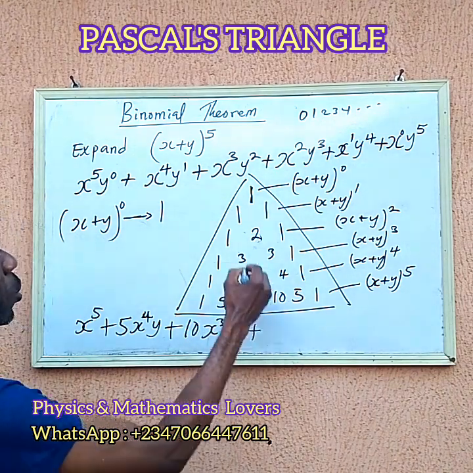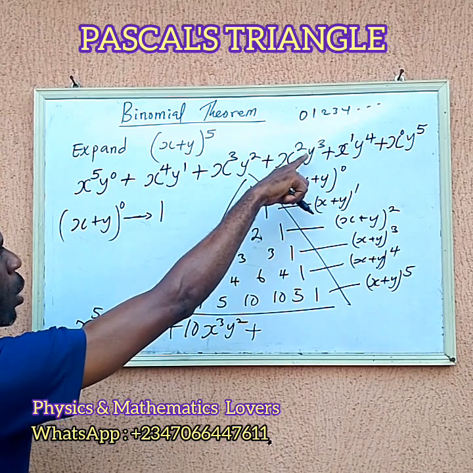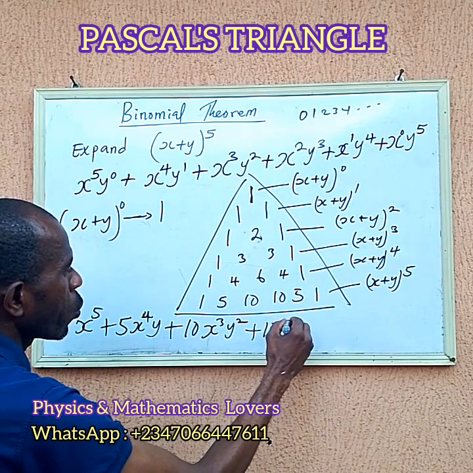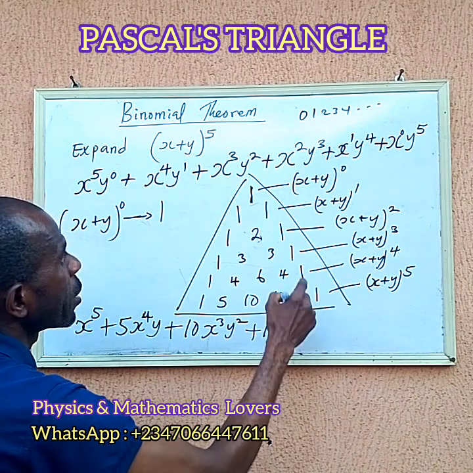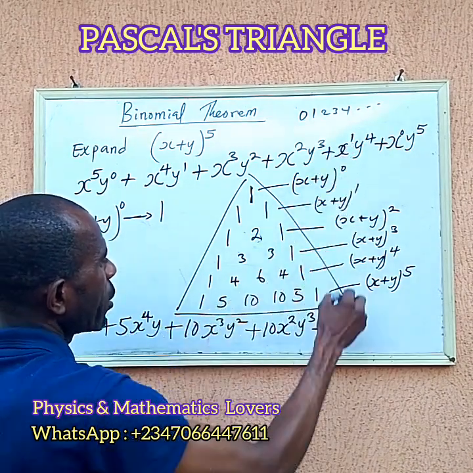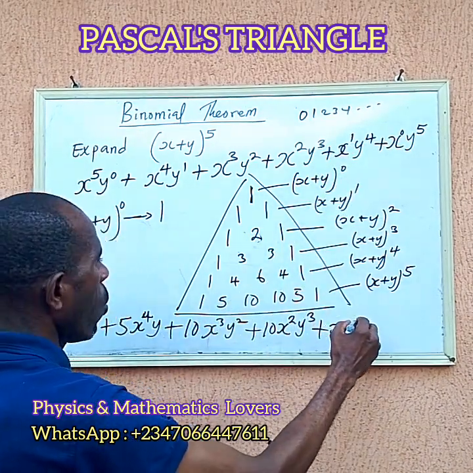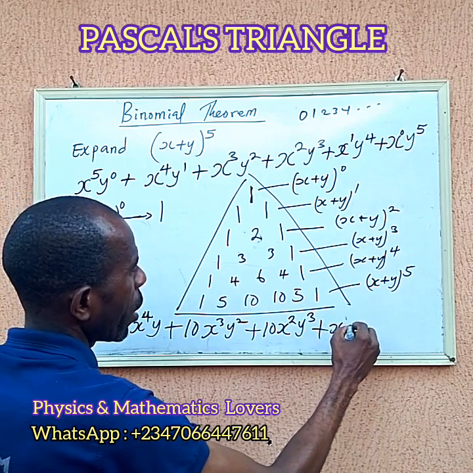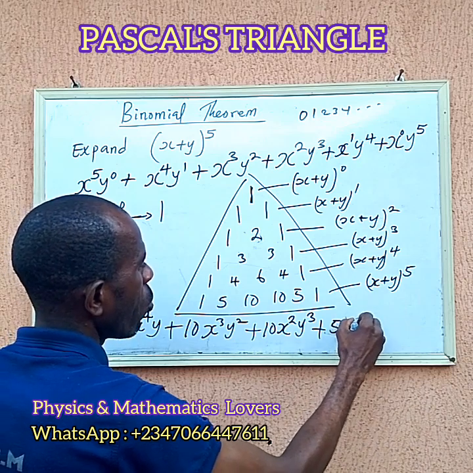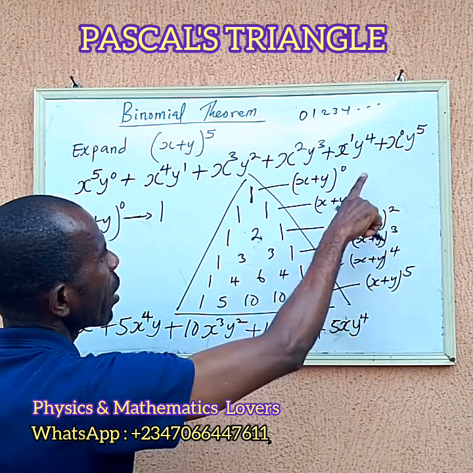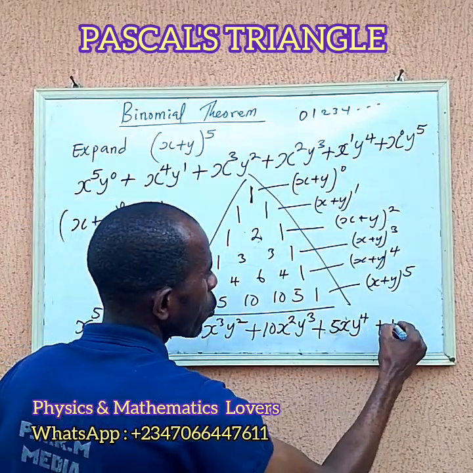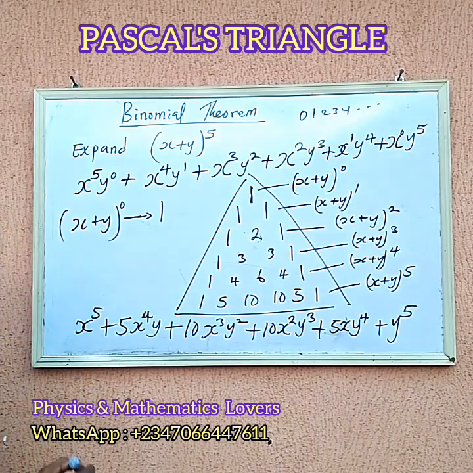Then plus the next one is what? x raised to power 2 y raised to power 3. Then the coefficient is also 10. 10x raised to power 2 y raised to power 3. Then the next one is 5, which is the coefficient of this. Now x raised to power 1, which is x. Then we put the 5 there, 5x. Then y raised to power 4. Then x raised to power 0 is 1. Then we have y raised to power 5. So this is the answer.